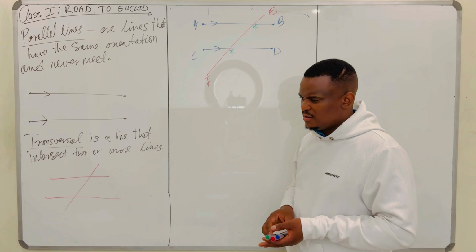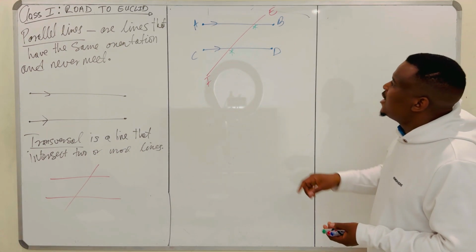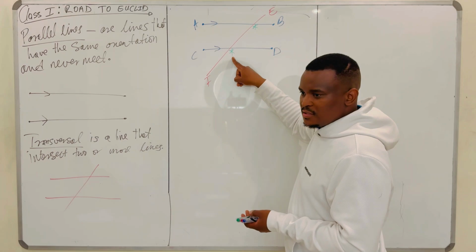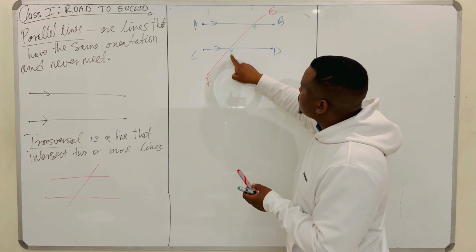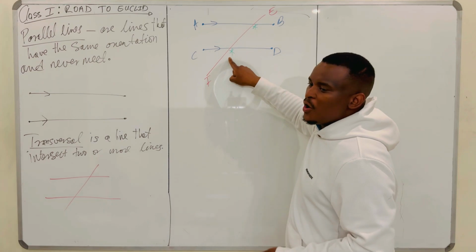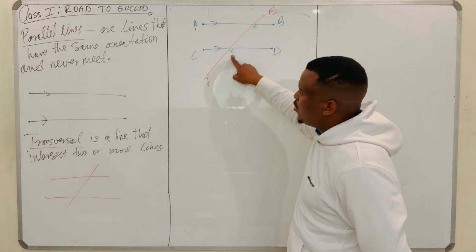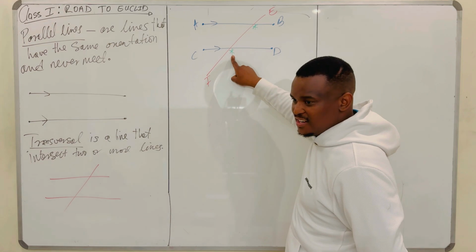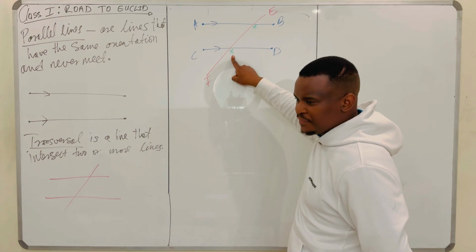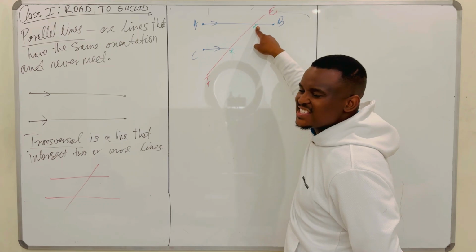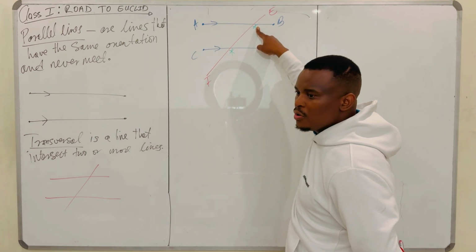So it's not only going to be these ones. This one is the angle. This angle here is on the right hand side of the red line and below the blue line. Can you see this one as well? It's on the left hand side of the red line and below the blue line.